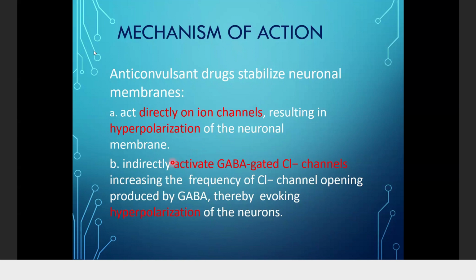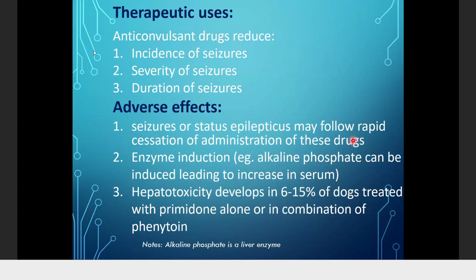Okay, and then indirectly, it activates the GABA-gated chloride channels, increasing the frequency of chloride channel opening that is produced by GABA. So this will allow the chloride anions to pass, therefore causing hyperpolarization of the neurons. Okay, so this can be direct or indirect. Right, the therapeutic uses.